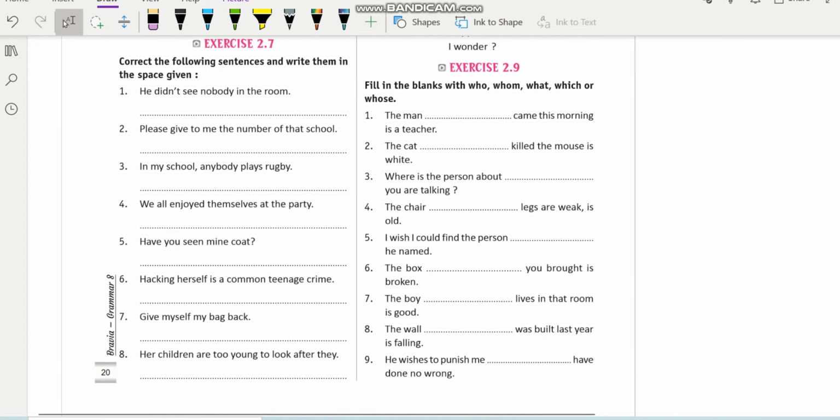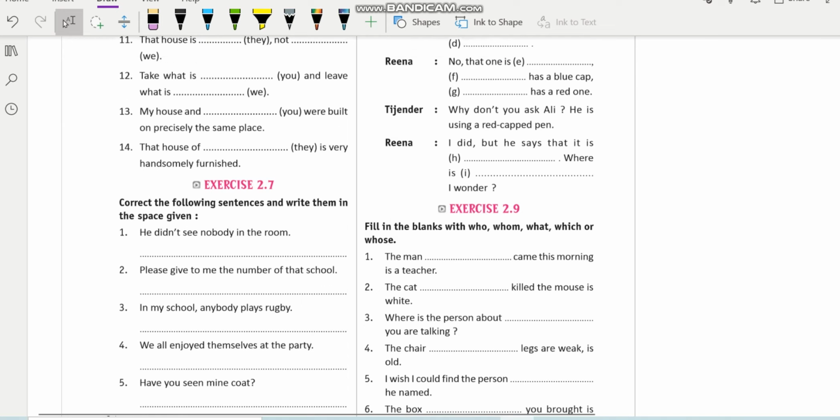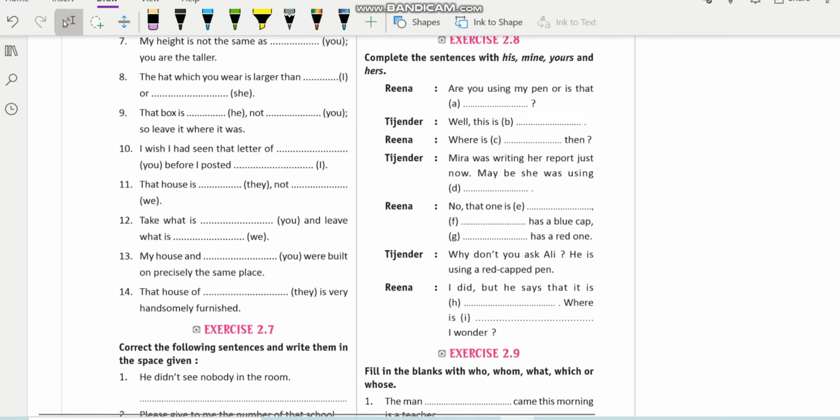Moving on to 2.7, you have to correct the following sentences and write them in the space given. He did not see nobody in the room. So he did not see anybody in the room, right? This is how you have to correct the given sentences. I hope it is clear till 2.7.